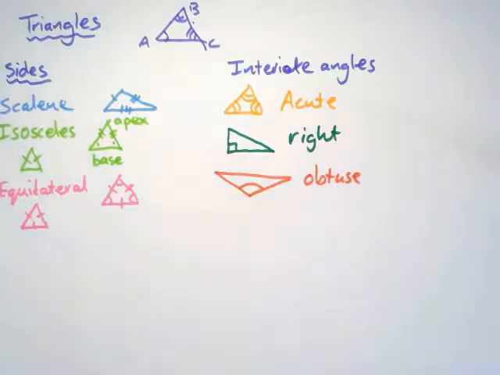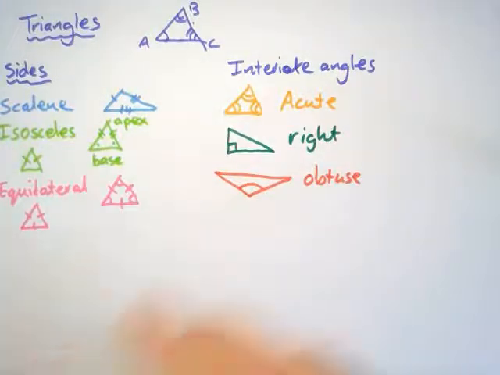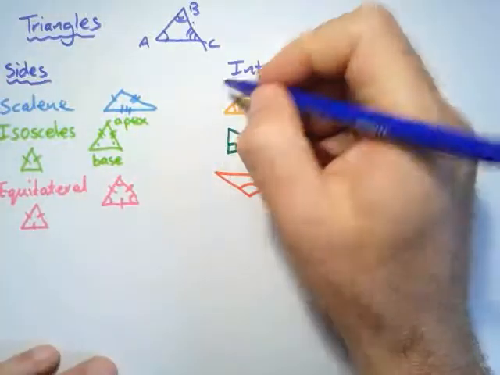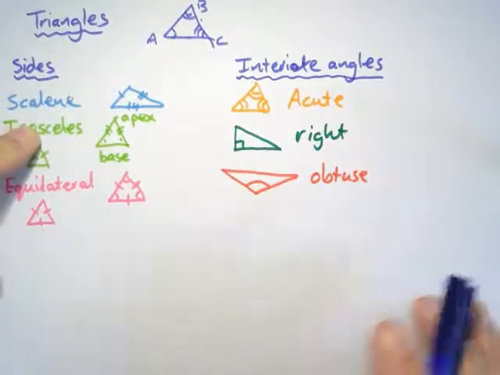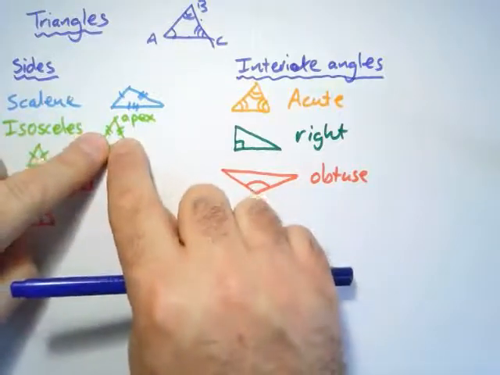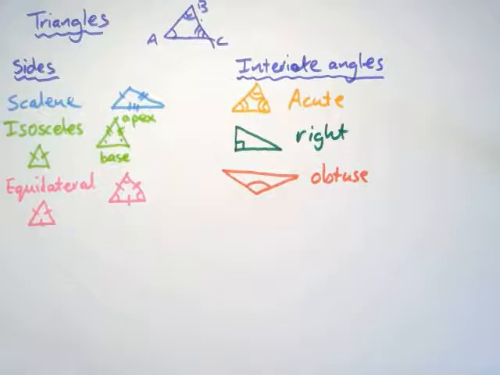So that's it. We can look at the interior angles or we can look at the sides, three ways of classifying. It's all about the names. The only thing that we're going to use in calculations is the isosceles. Isosceles, the two base angles are the same. Equilateral triangle, all angles are the same.